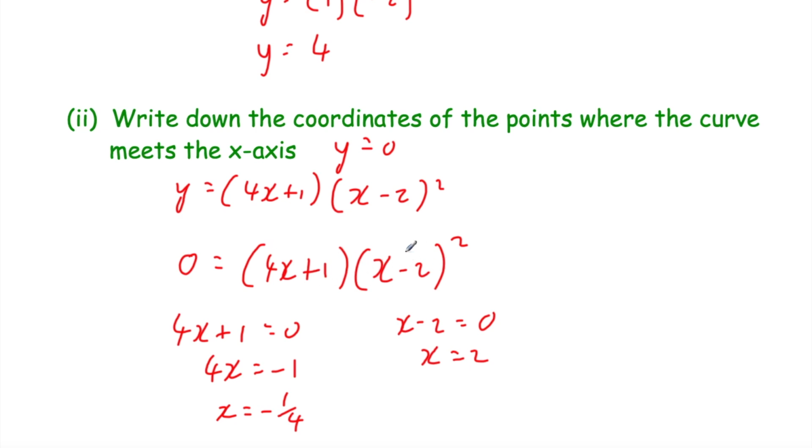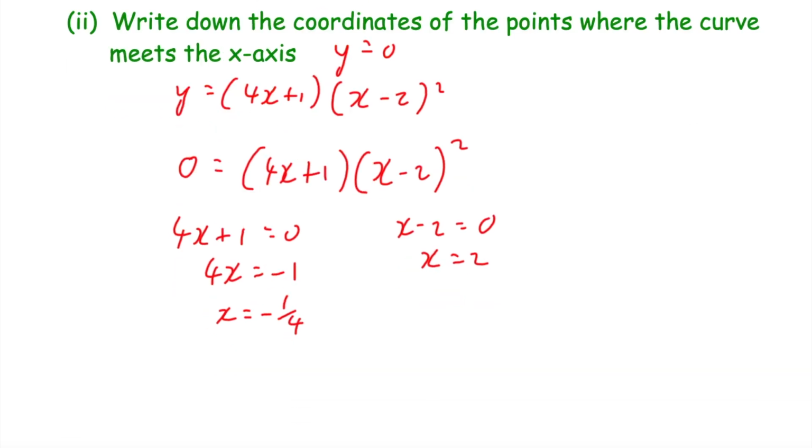Now, one thing I want to mention here is that if you watch the Corbettmaths GCSE Further Maths video on sketching cubic graphs, I talk about these repeated roots whenever you've got a bracket squared. And what that means is that the curve won't cross the x-axis here. It'll touch the x-axis at 2, 0. But here we've just been asked to write down the coordinates of the points where the curve meets the x-axis.